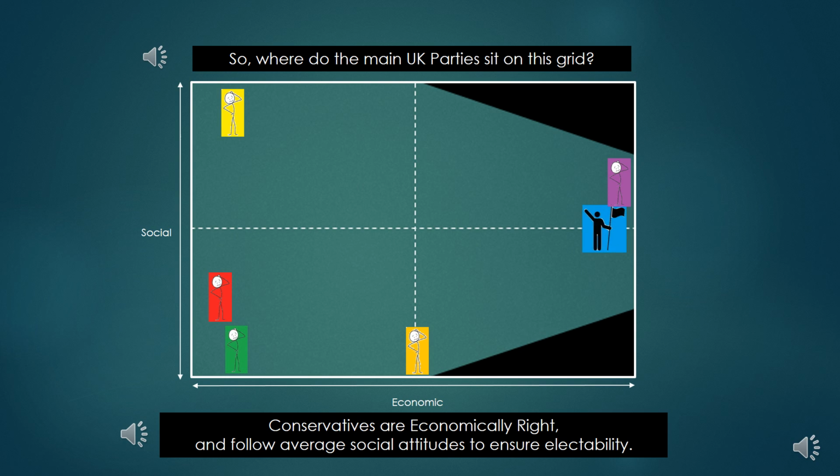Conservatives are economically right, and follow average social attitudes to ensure electability. UKIP believe that EU rules are impeding our prosperity. Some Tories agree, so a referendum will be called. Lib Dems think that liberal values should come before economic concerns. Cameron agrees that equal opportunity is essential, but not through restrictive legislation.